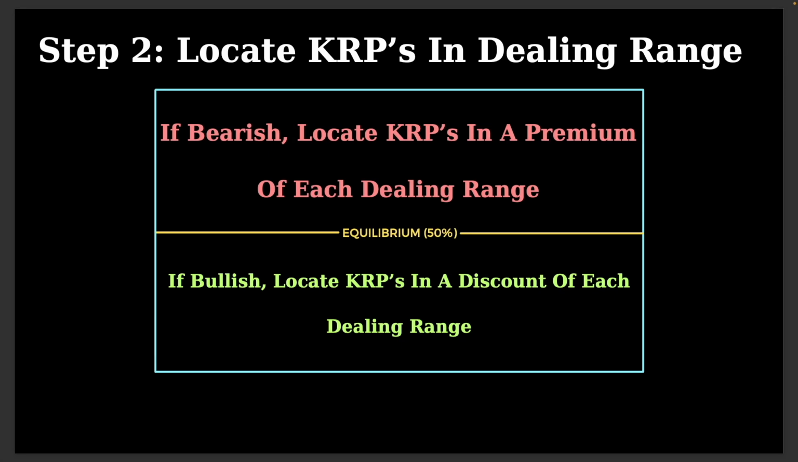So step 2 is to locate our key reference points in a premium and a discount of each dealing range. So we start with the weekly and we say, okay, these are our key reference points in a premium of our weekly dealing range and our key reference points in a discount of our weekly dealing range. Then we go to the daily dealing range and of course all the way down to the 1 hour dealing ranges, just to start to build a framework and understand what price could deliver to.